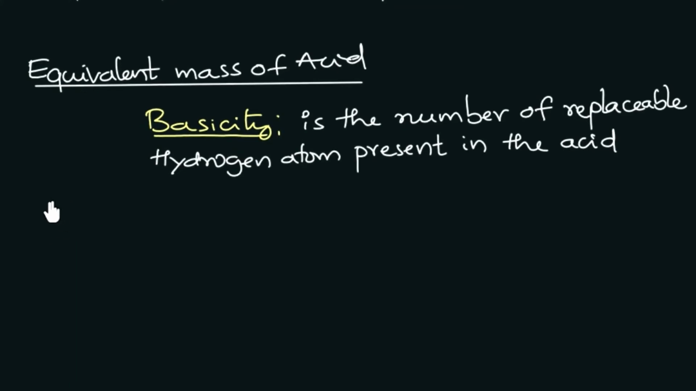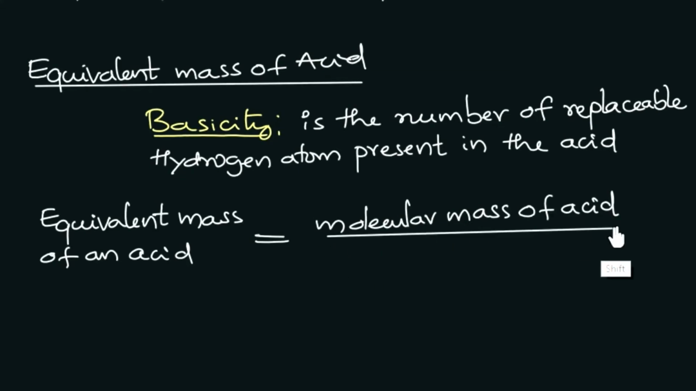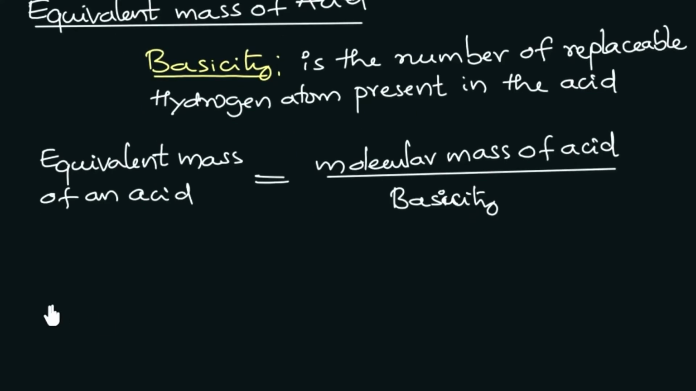First, we'll form the equation. The equivalent mass of an acid is given by the molecular mass of the acid divided by the basicity. We know the definition of basicity now. So let's understand this concept with an example.